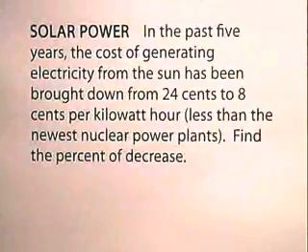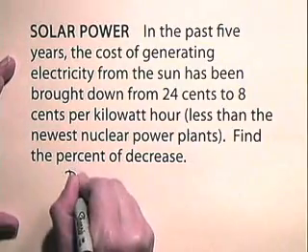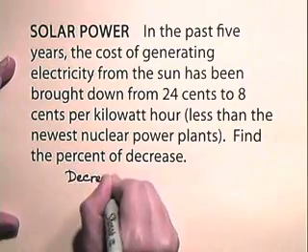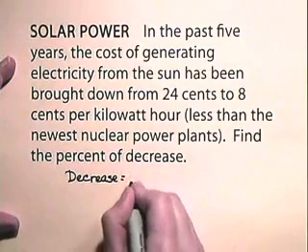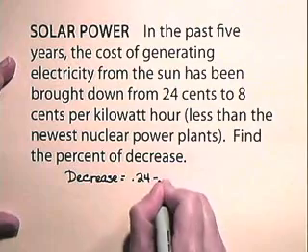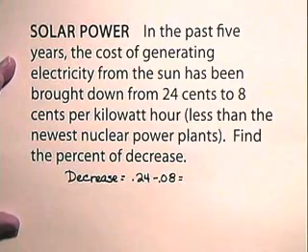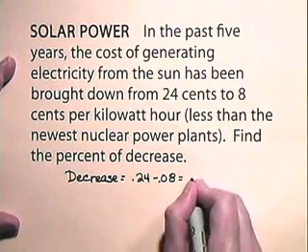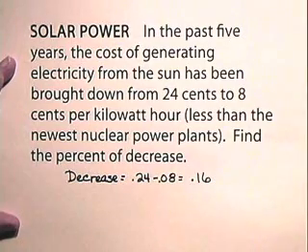Now let's look at percent of decrease. In the past 5 years, the cost of generating electricity from the sun has been brought down from 24 cents to 8 cents per kilowatt hour. We need to find the percent of decrease. First, let's find the value of the decrease. So the decrease has been 24 cents subtract 8 cents. So 24 cents subtract 8 cents is 16 cents. And 16 cents is the part.